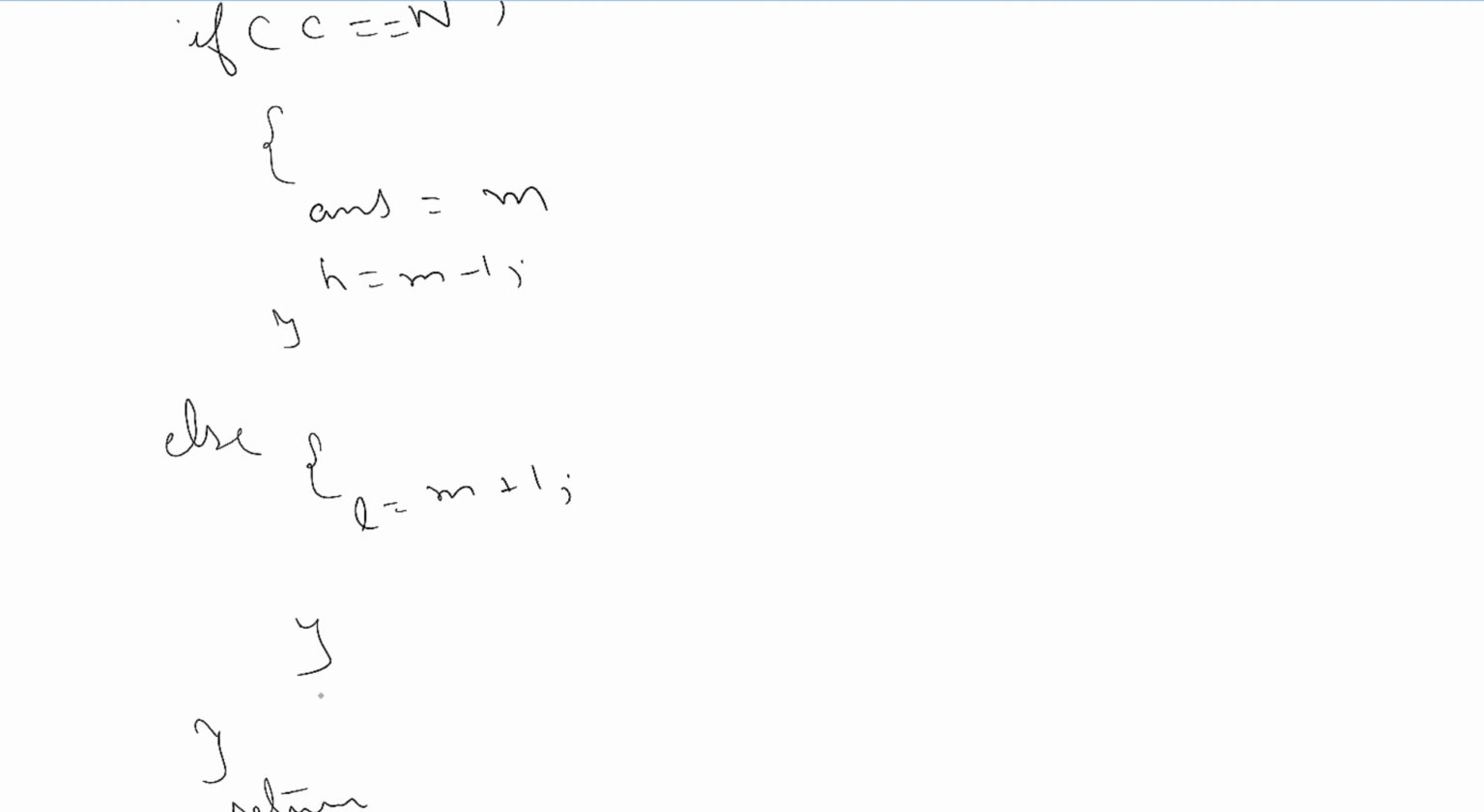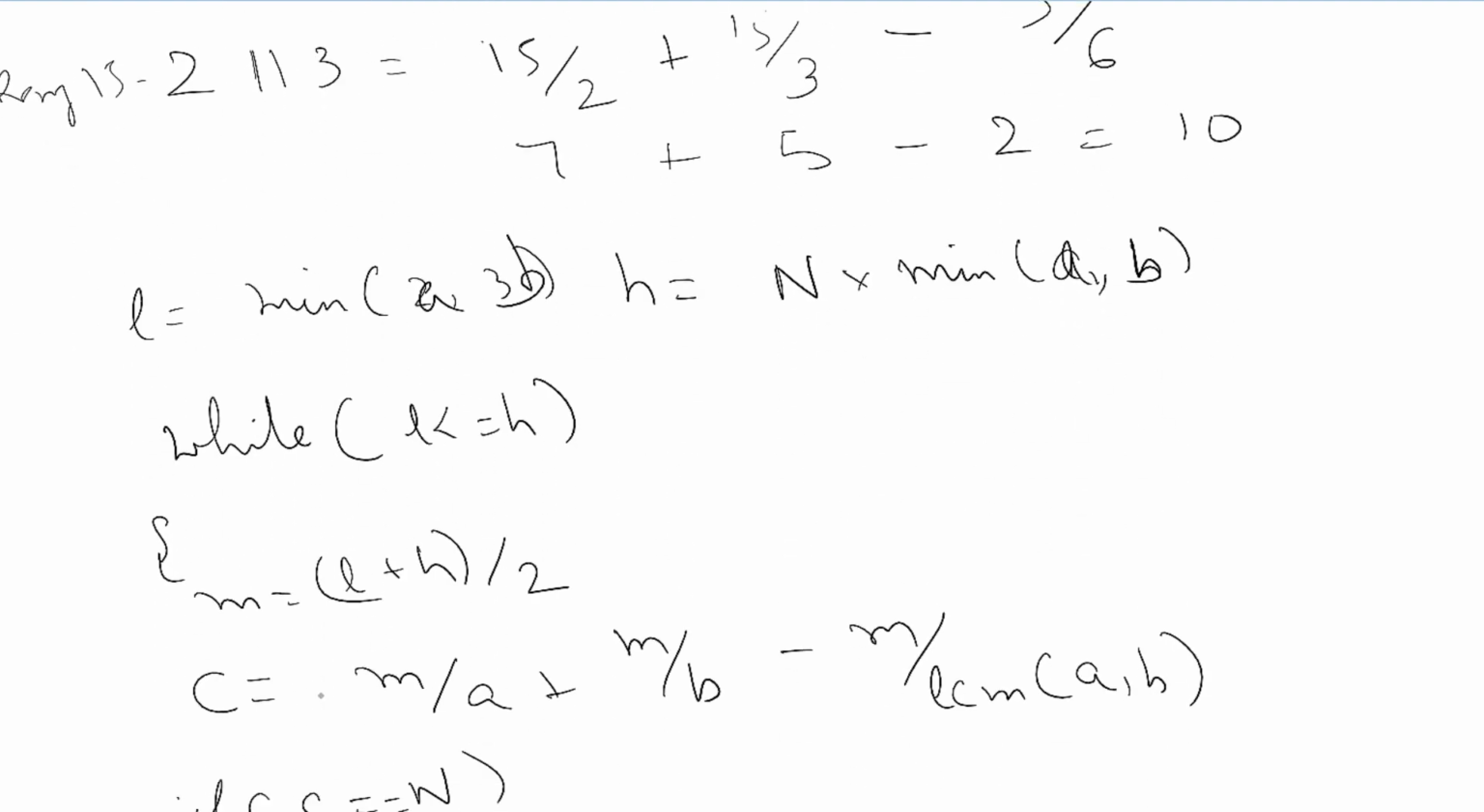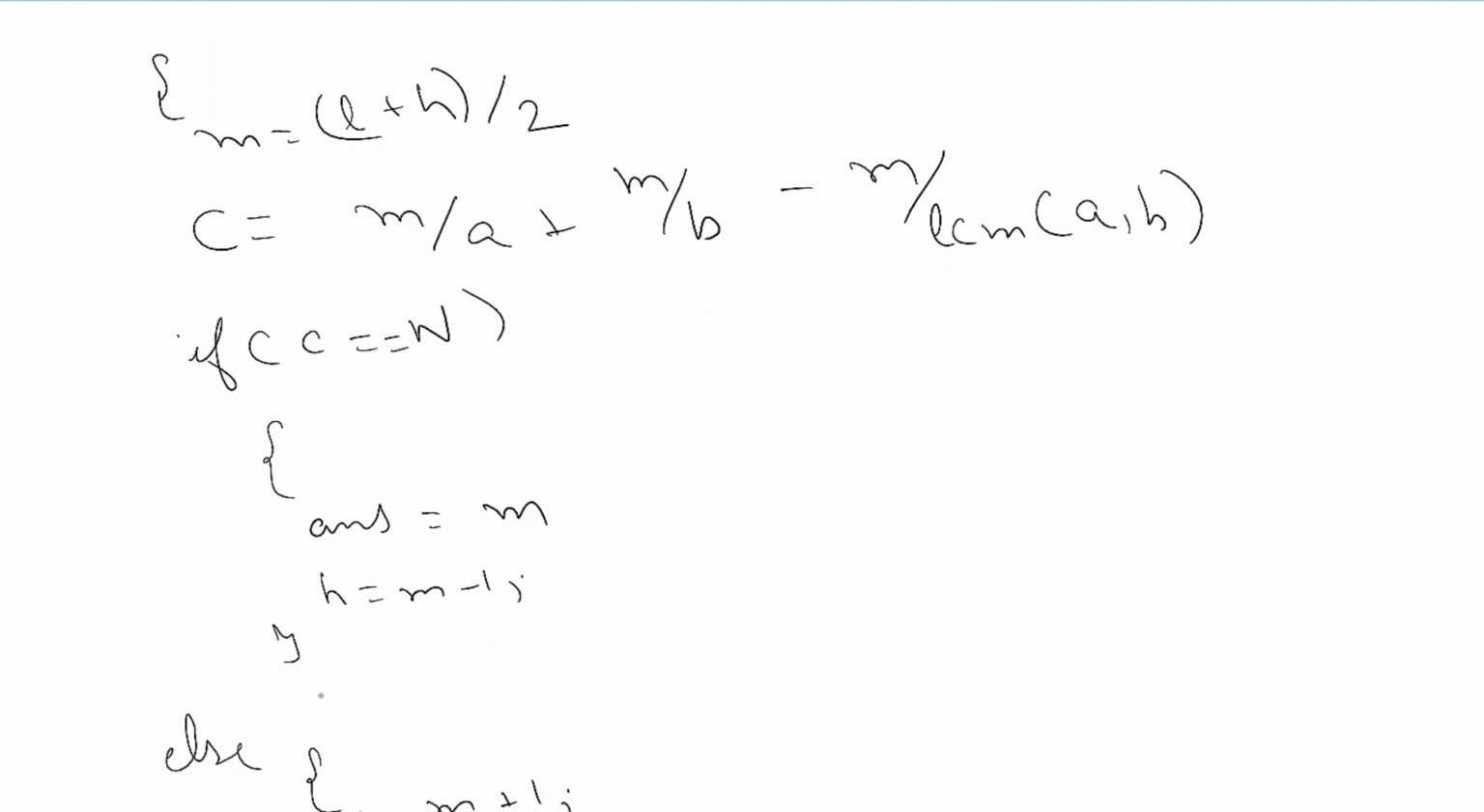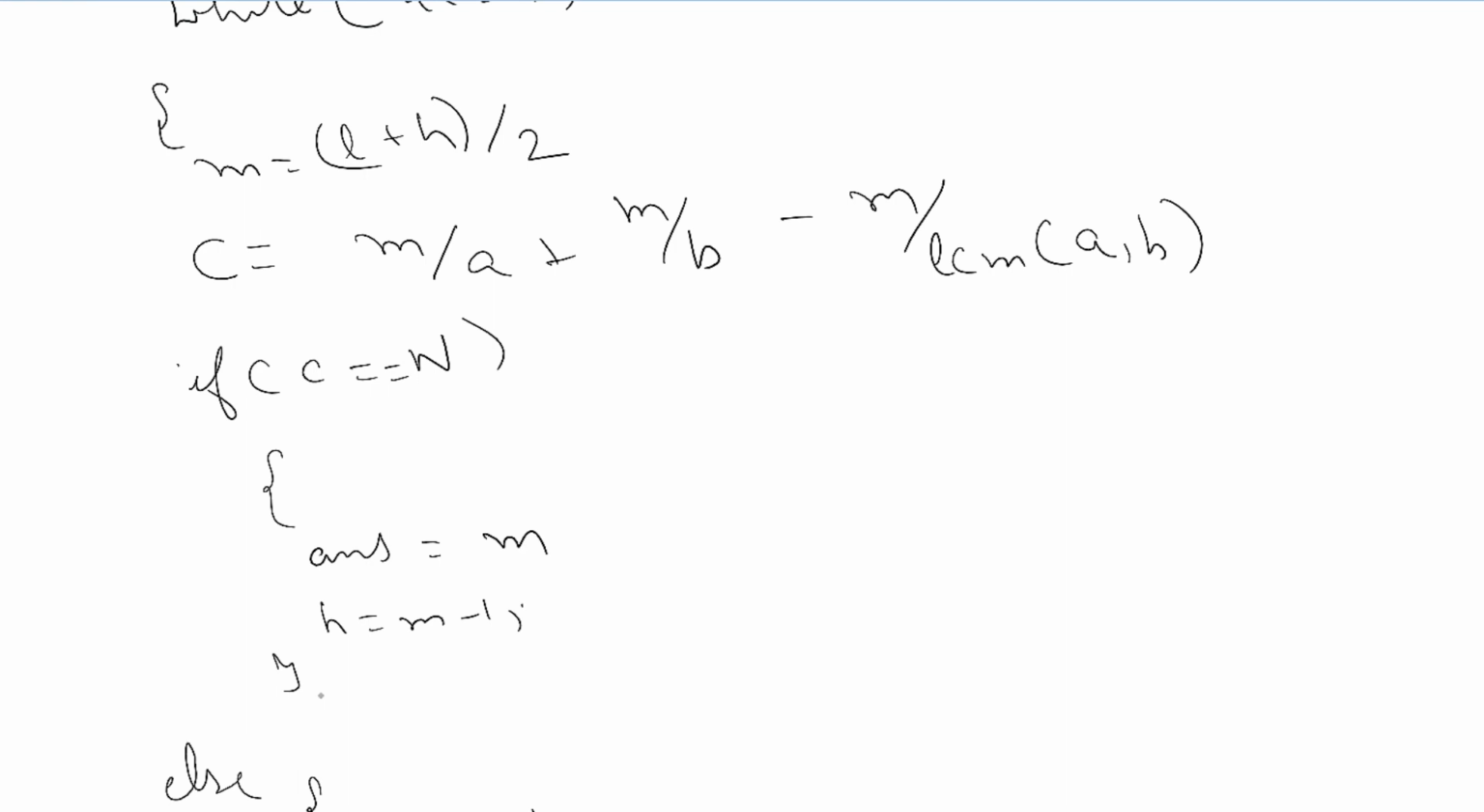Return answer. This is our nth magical number. It will return our n. Now the formula for LCM will be LCM is equal to A into B divided by GCD of A comma B. Now I'll be sharing the code.